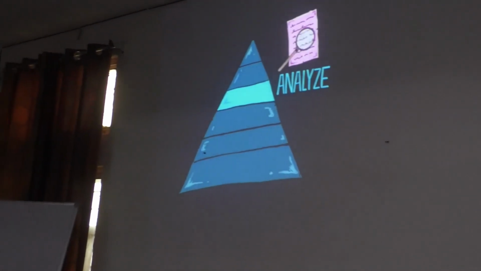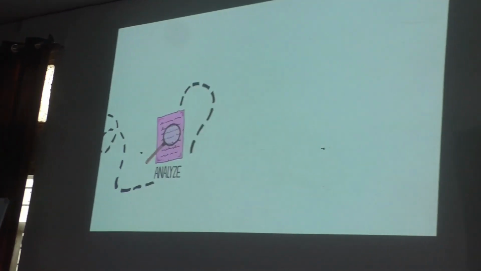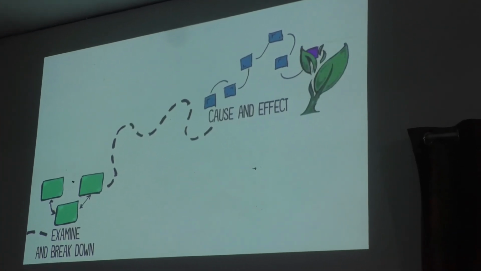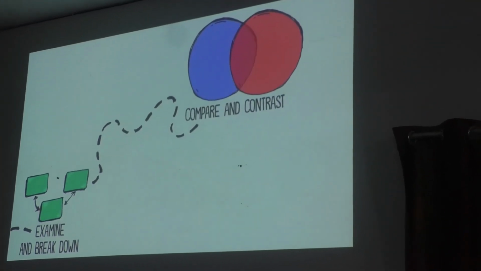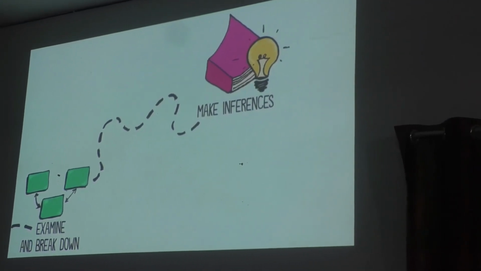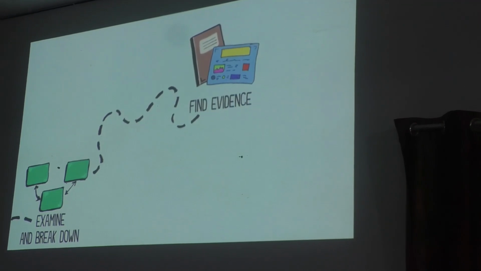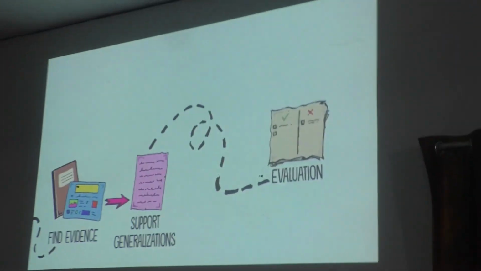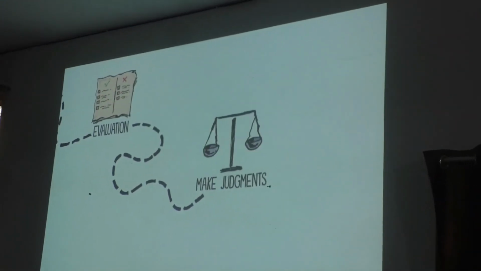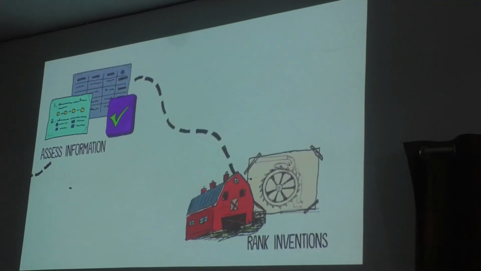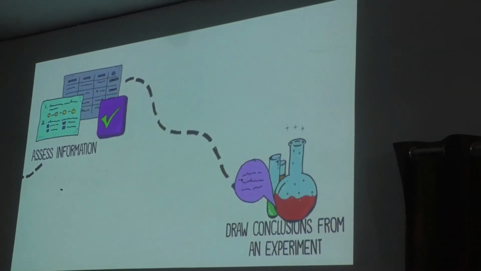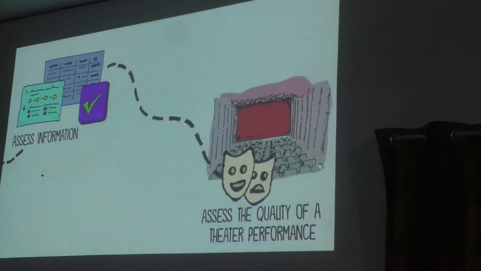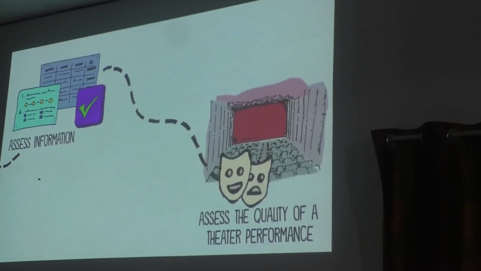The fourth level is analyze, where students examine and break down the information. Here they might identify causes and effects in a historical event or a scientific phenomenon. They might compare and contrast ideas or ideologies, make inferences, look for trends in mathematical data, or find evidence to support their generalizations. The fifth level is evaluate, where students defend opinions, make judgments, and assess information. Students might rank inventions for their impact in history, draw conclusions from a scientific experiment, judge the validity of data in a mathematical set, or assess the quality of a theatrical performance or a work of art.